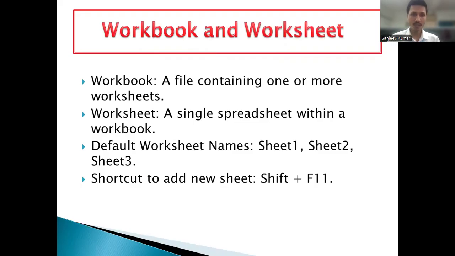The default worksheet names are Sheet1, Sheet2, and Sheet3. If you need to add more, you can add Sheet3, Sheet4 according to the data you have. If you have more data, you can partition it or divide it into parts. For adding a new sheet, the shortcut is Shift plus F11. Then the new sheet will appear automatically.